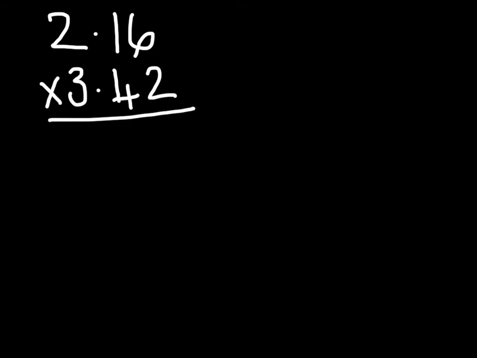Okay, so this is our second example of multiplying by decimals. So we'll start with our 2.16, again, just like last time, but this time we'll multiply it by something a bit trickier, and we're going to multiply it by 3.42.